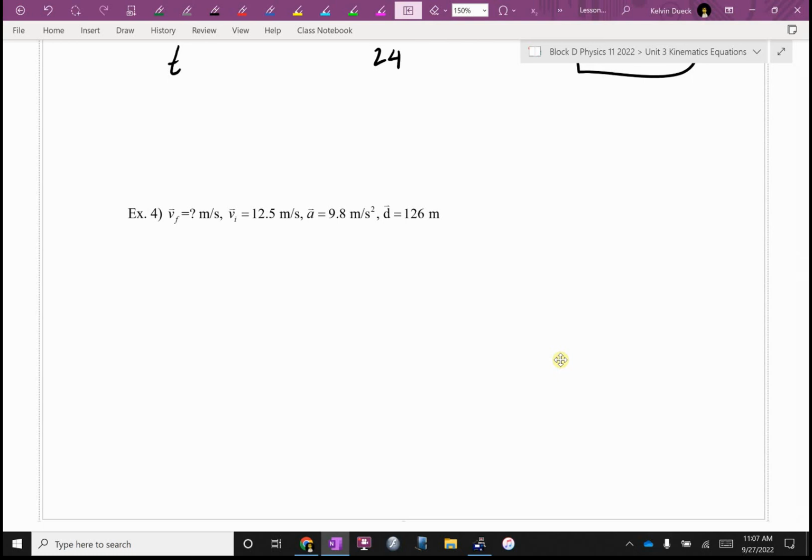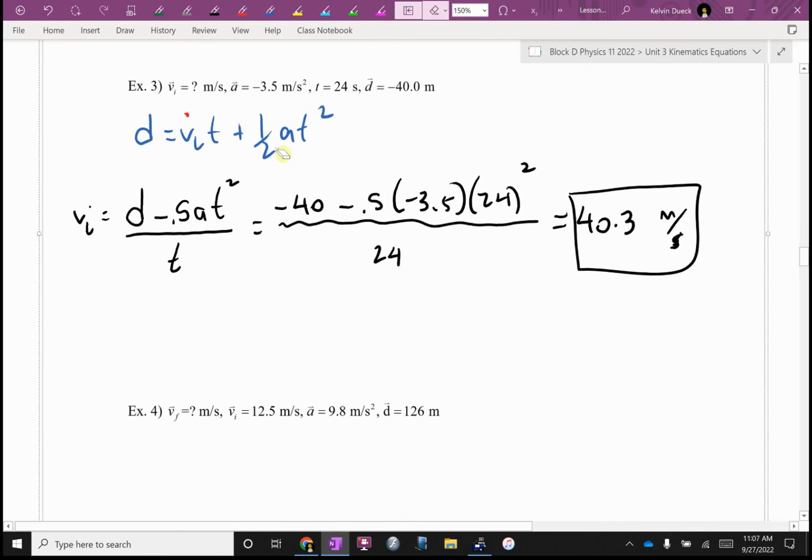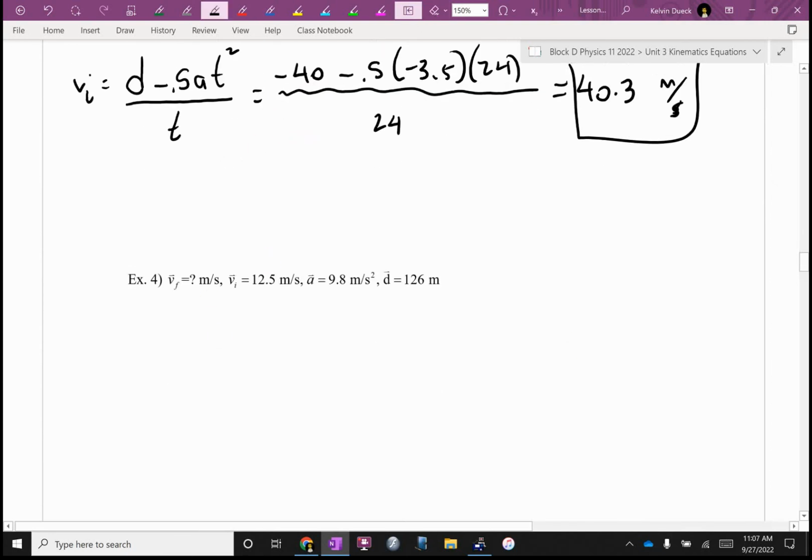Same one as before? This equation here has a T in it. I do not see a T here anywhere, so I say to you, no, no. There is only one equation that has a VF, a VI, and A, and a D in it. VF squared equals VI squared plus 2AD.